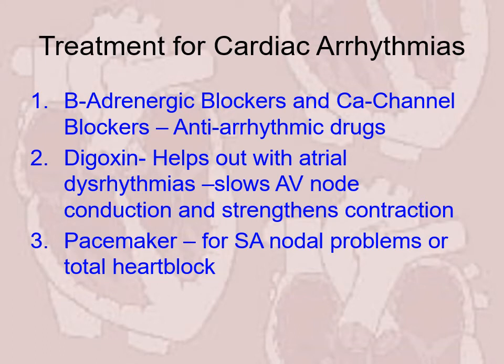Treatment for cardiac arrhythmias: beta-adrenergic blockers and calcium channel blockers, anti-arrhythmic drugs. Digoxin helps out with atrial dysrhythmias, slows the AV node conduction and strengthens contraction. Sometimes a pacemaker is needed for SA nodal problems or a total heart block.